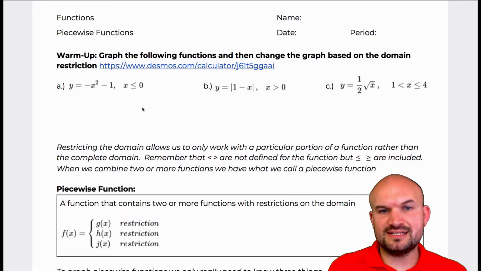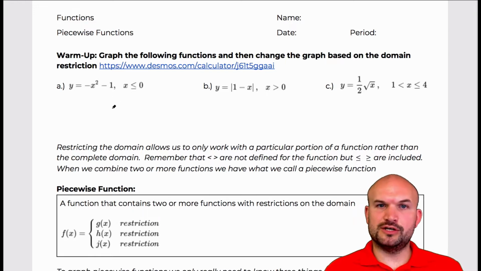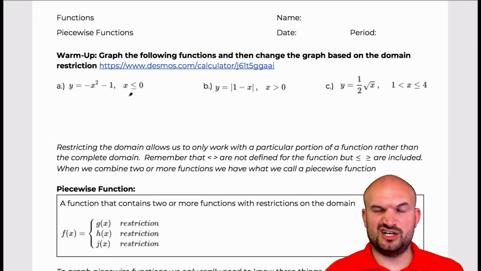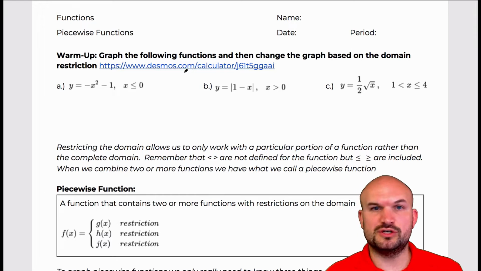In this warm-up, it asks us to graph the functions and then change the graph based on the domain restriction. You can see here I have a function and then a domain restriction. We're going to graph it as we know, and then apply the domain restriction, and I'll show you how to do that. I also provided a link to the graphs on Desmos, so you can take a look and check our answers.